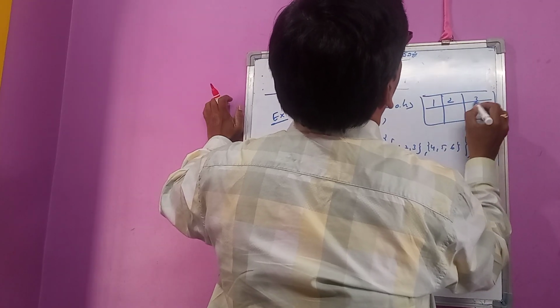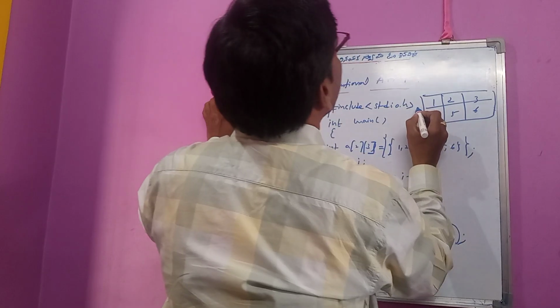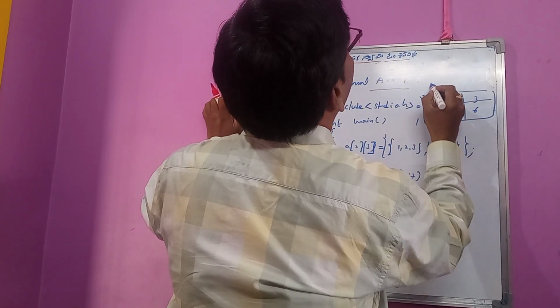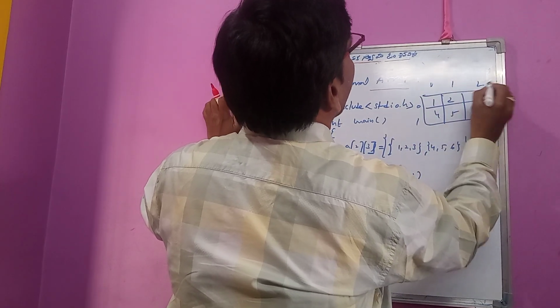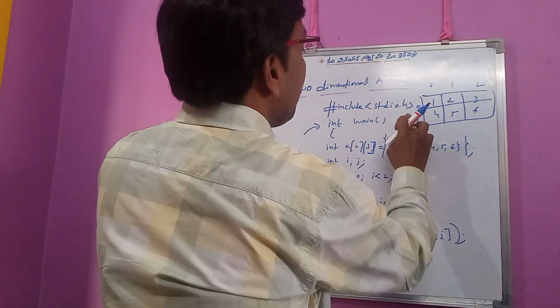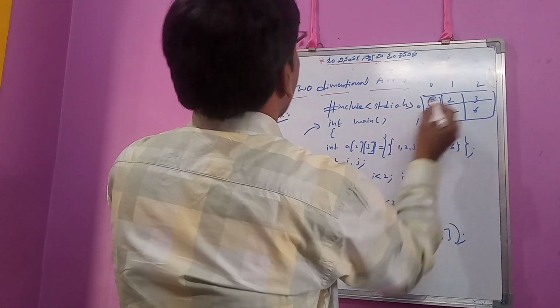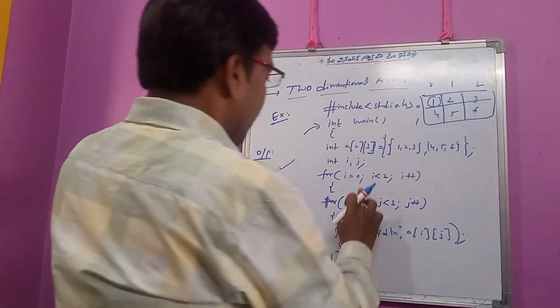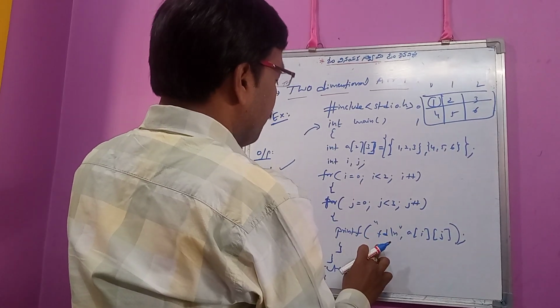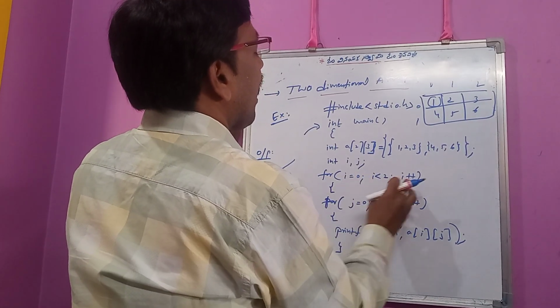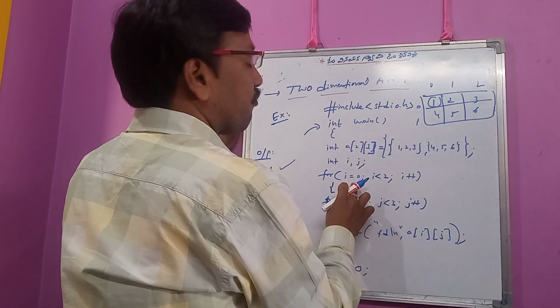1, 2, 3, 4, 5, 6. This is row 0, row 1. Column 0, column 1, 2. Now we can see 0, 0. Now we have the position, and 1 will be printed. Next, here you can see 1 will be printed. Again i plus plus, 0 plus 1 is 1.